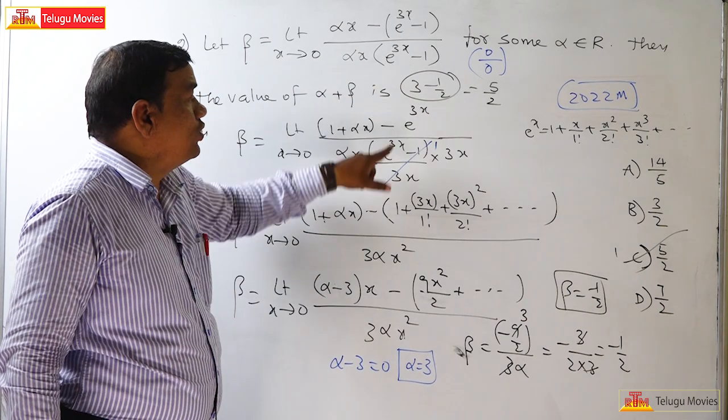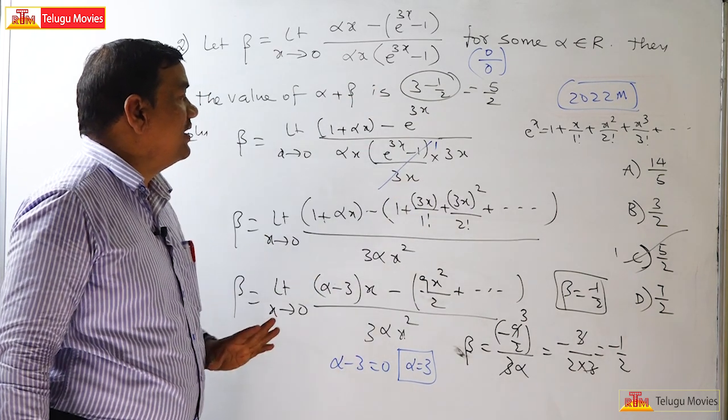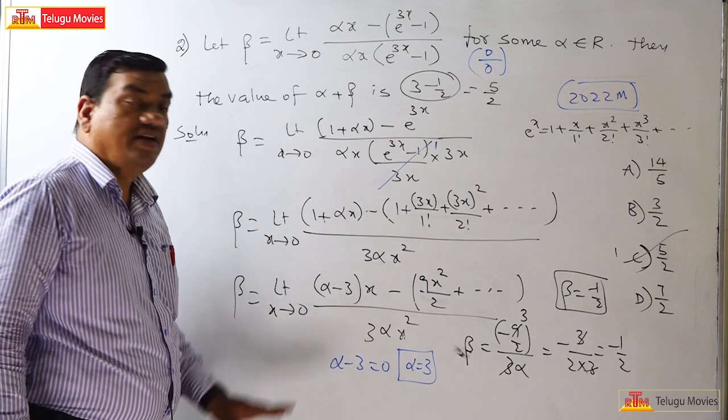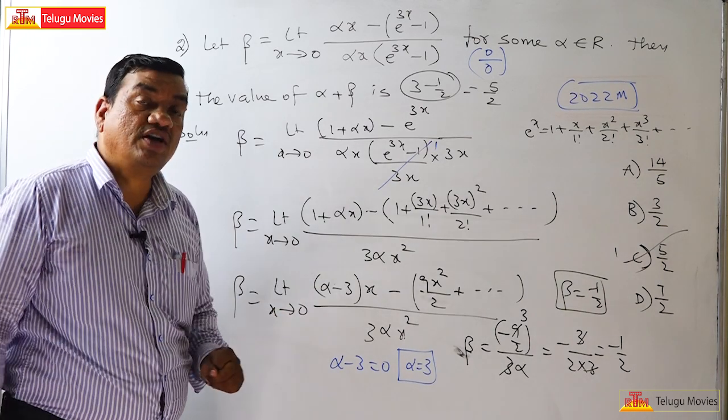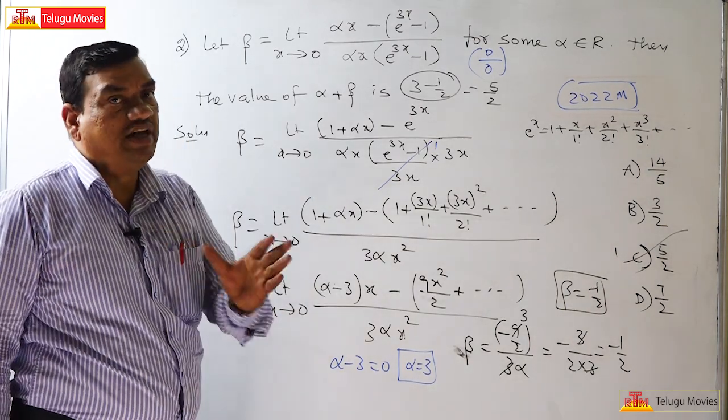In the denominator, we wrote e power 3x minus 1 by 3x, and we got the answer. Very nice problem this is. I hope that you understand this solution. Let us move to the next problem.